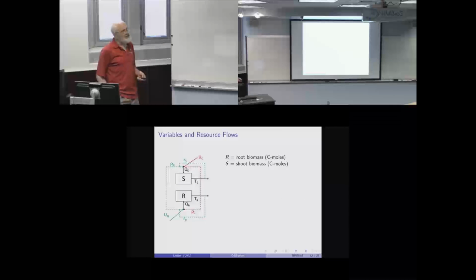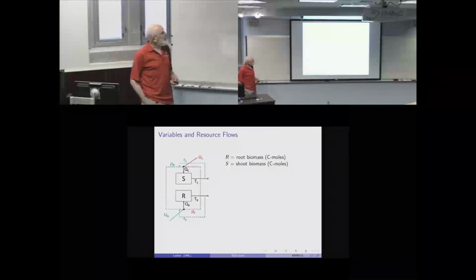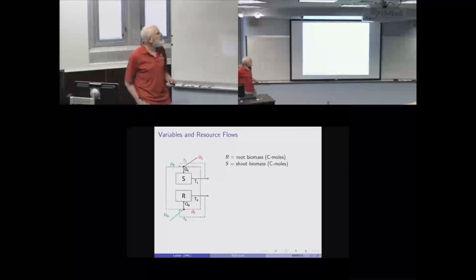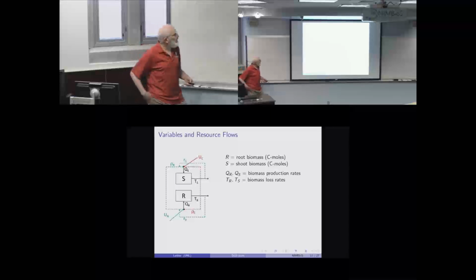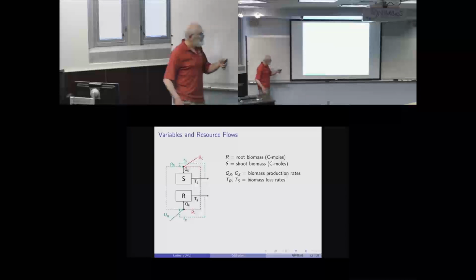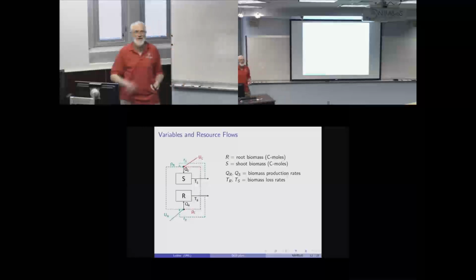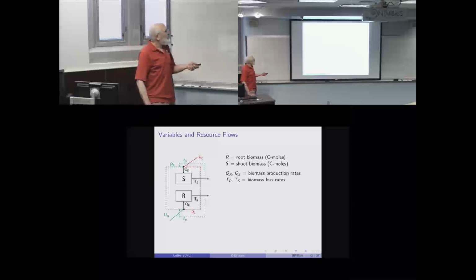So here's a schematic that shows the variables and resource flows that need to be built into the model. So R is the root biomass in C moles, and S is the shoot biomass in C moles. Each one has an arrow coming in. I've never had the luxury of a pointer before, so I tend to just want to walk over there and point with my finger. So we've got these resources coming in.